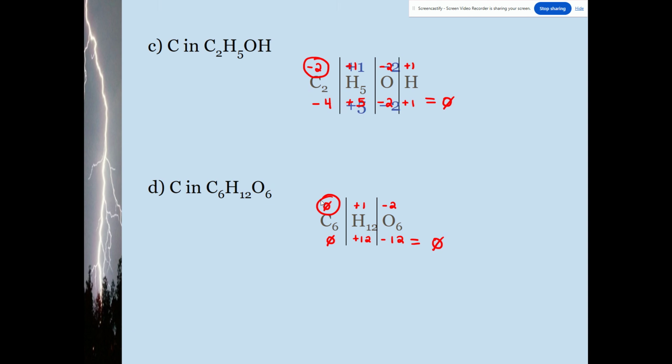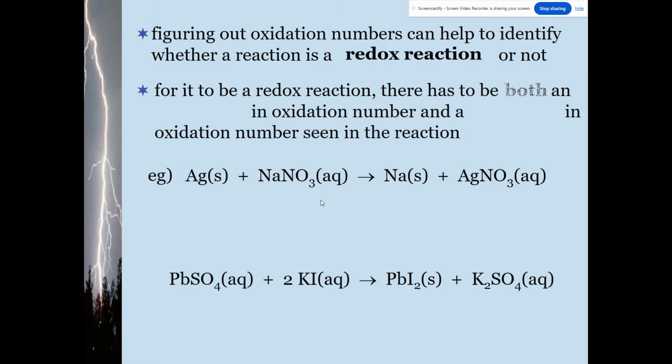So why again this is important is because it tells us whether or not a redox reaction has happened. If I'm given a reaction and asked, is it a redox reaction, I'm going to assign oxidation numbers. Here my silver is 0. Sodium is a group 1 metal. It's in an ionic compound, so it carries its +1 charge.